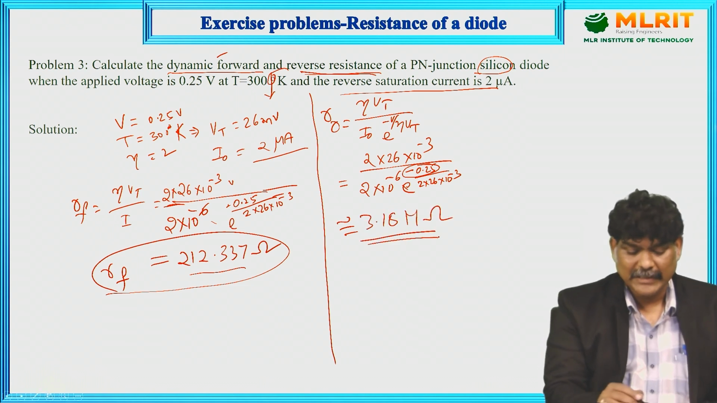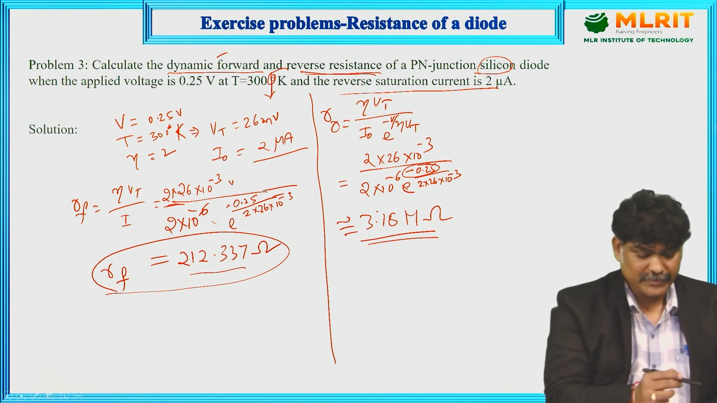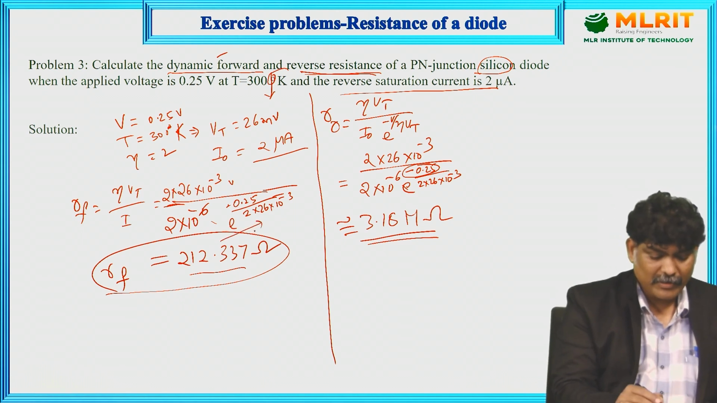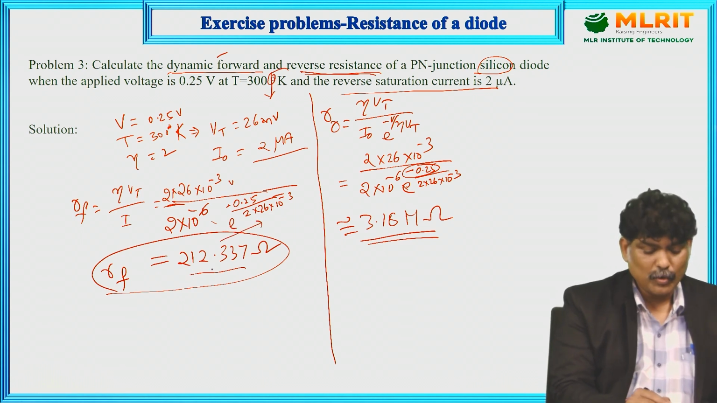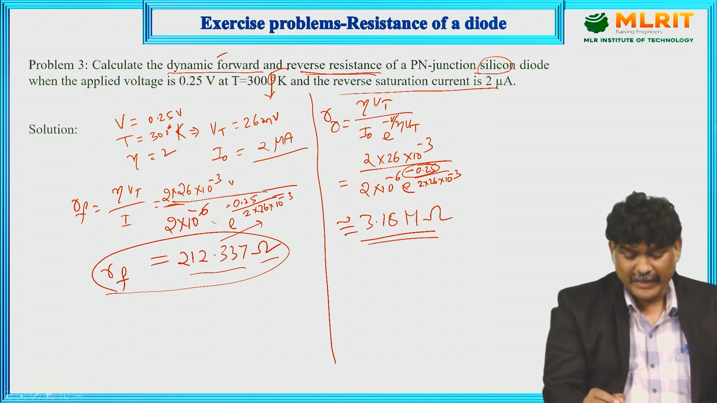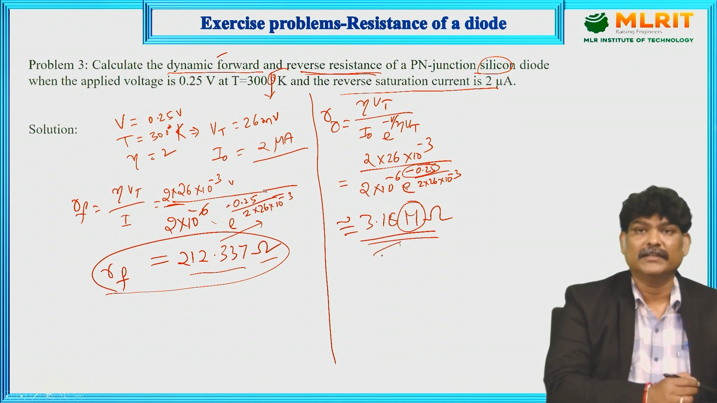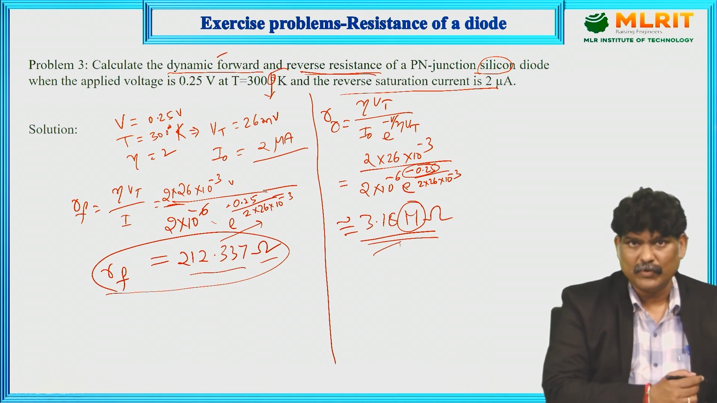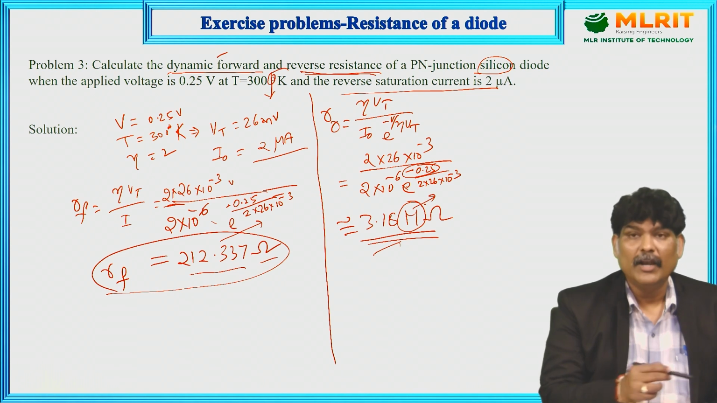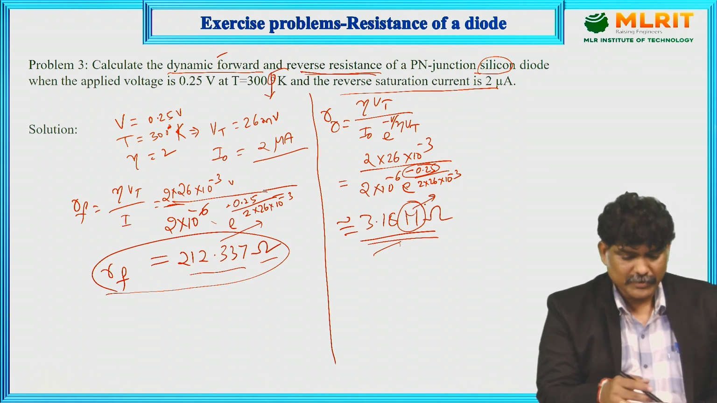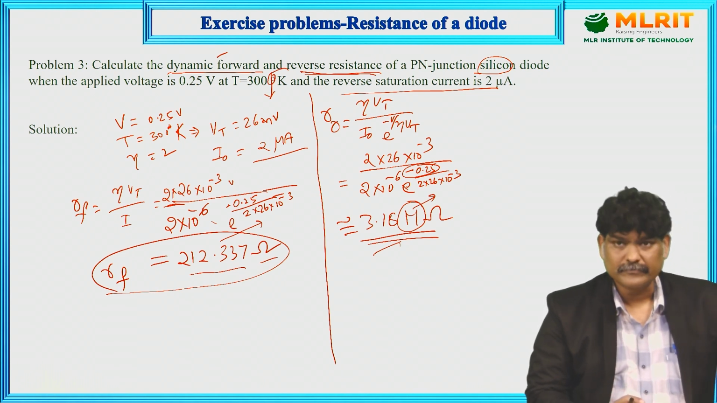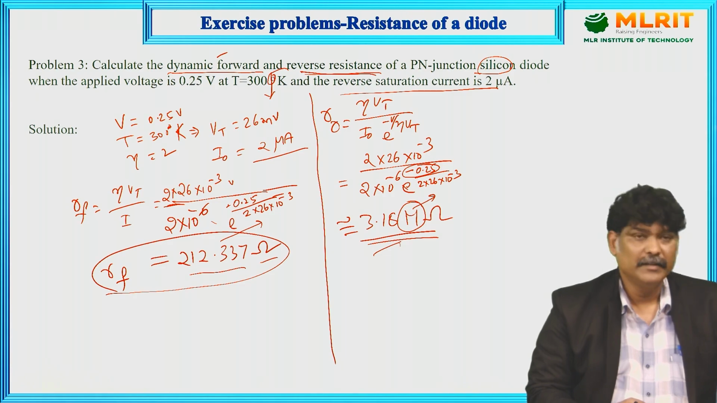So please compare these two values. In forward resistance, the resistance is 212 ohms only, whereas reverse resistance is 3.18 mega ohm. That means in the reverse direction, reverse bias condition, obviously there is no current flow, so it has large resistance. Okay. So in this way you can calculate the resistance of a diode.